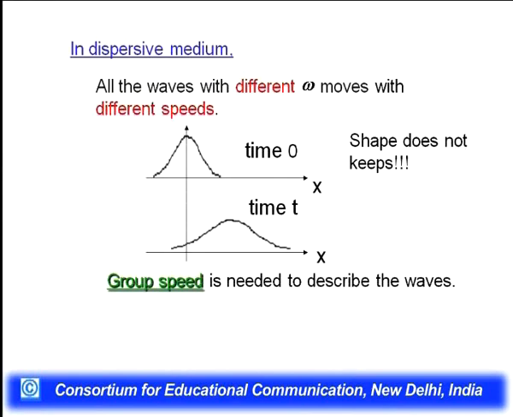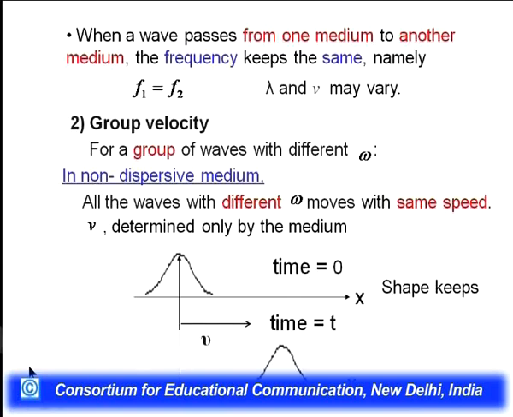In the dispersive medium, different frequencies have different speeds. Here we see the shape of the wave is changing as the time is changing. The shape does not stay the same. This is the difference between the non-dispersive medium and the dispersive medium. In the non-dispersive medium, different frequencies have the same speed of the wave.